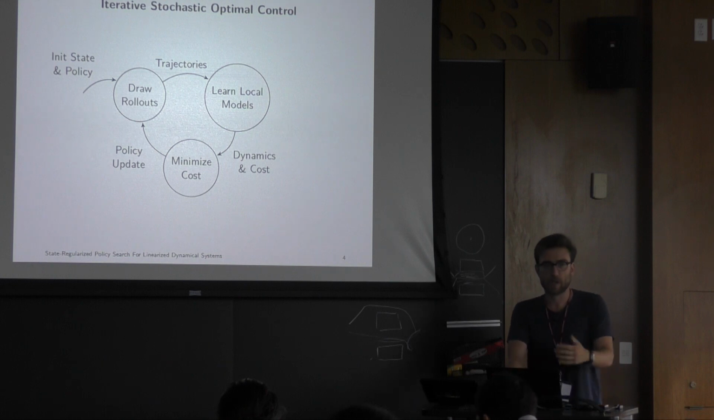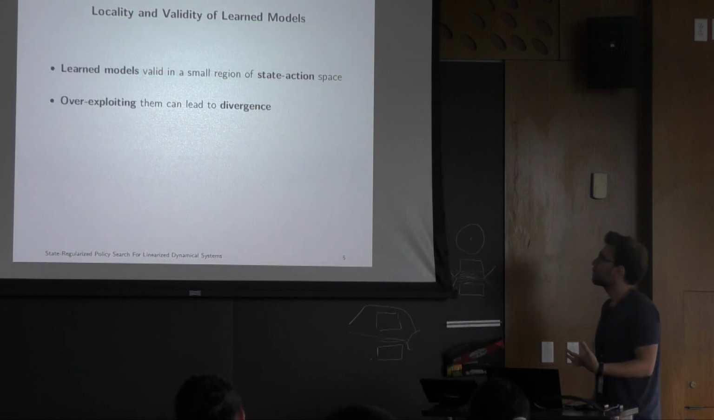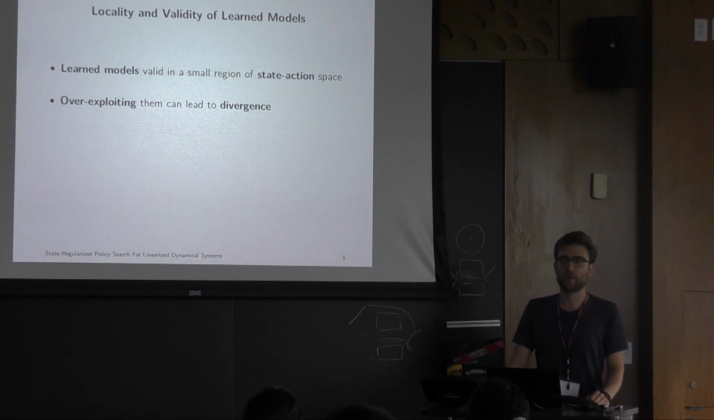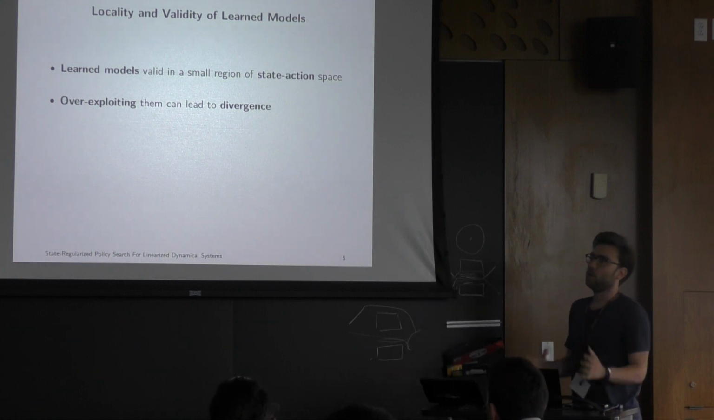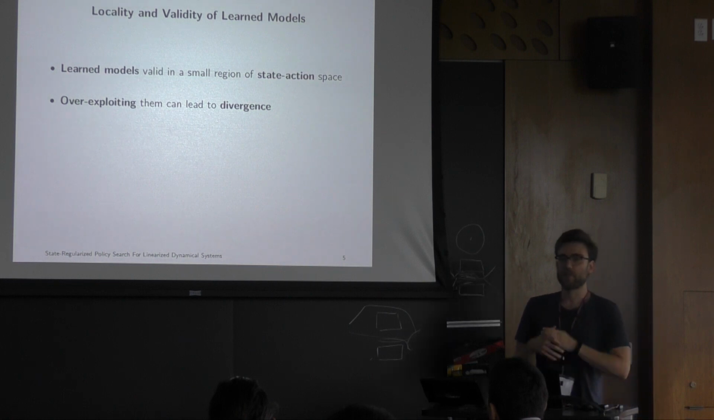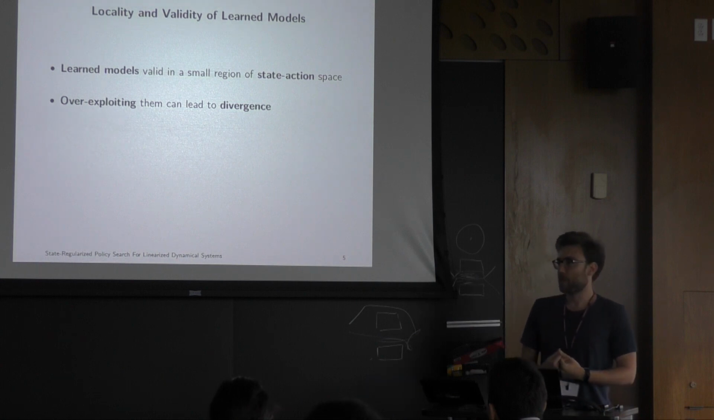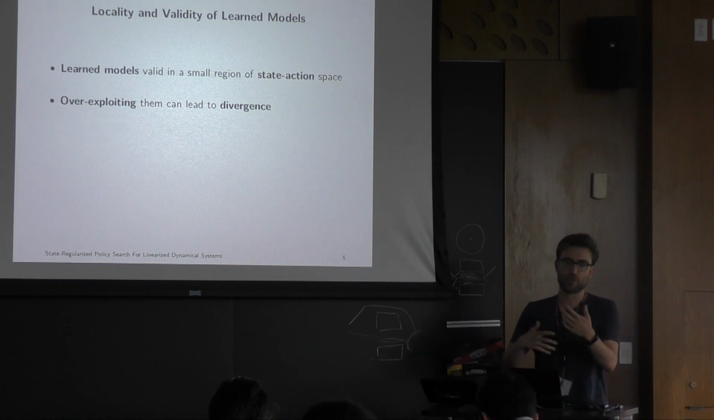I'm going to also be working with this framework. But there is something very important about this approach: its dependency on those local learned models. You have to be very careful that these models are only valid in a very small region of the state action space, basically where you sample your system. So overexploiting them in one policy update is dangerous. You might actually diverge between two iterations.